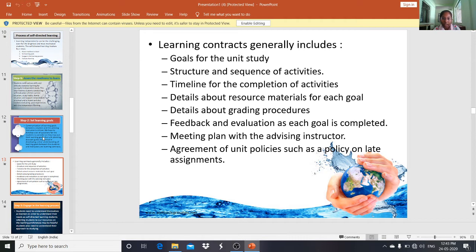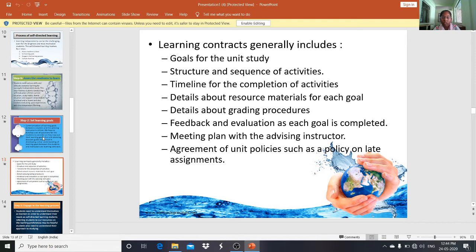Structure and sequence of activities. Timeline for the completion of activities. After the setting of the goal, a structure and sequence. We have to frame a structure: how to learn, what to learn, and how much to learn, and make a sequence: first, second, third. Like that we have to make a sequence of activities. And we also have to set a time: in this time, I want to complete this structure and sequence of activities.